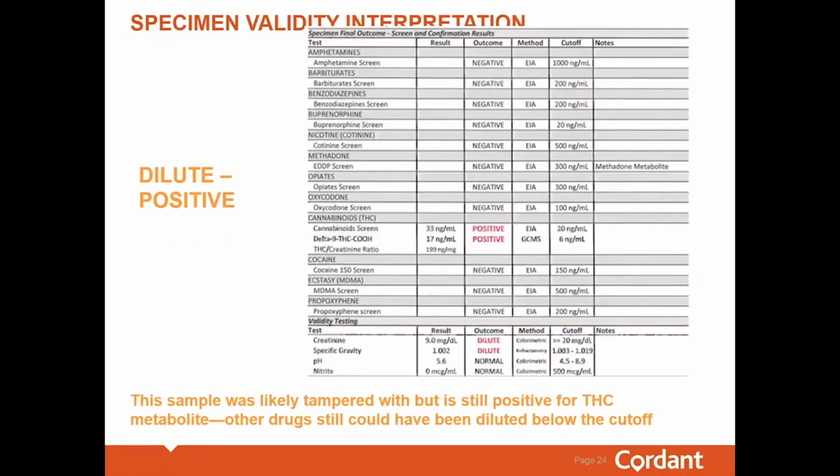Here's an example of a dilute positive. The creatinine and specific gravity are both below range, but the THC metabolite is still positive. This sample was likely tampered with, but it didn't work for the THC. However, there could have been other drugs present that were diluted under the cutoff. So here again, we know two things. They are positive and they likely tampered.